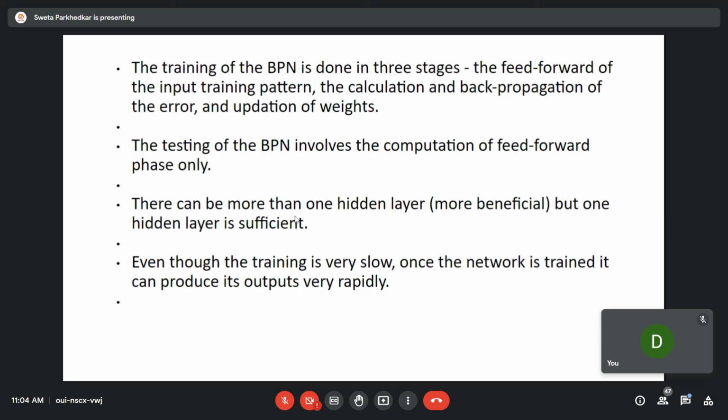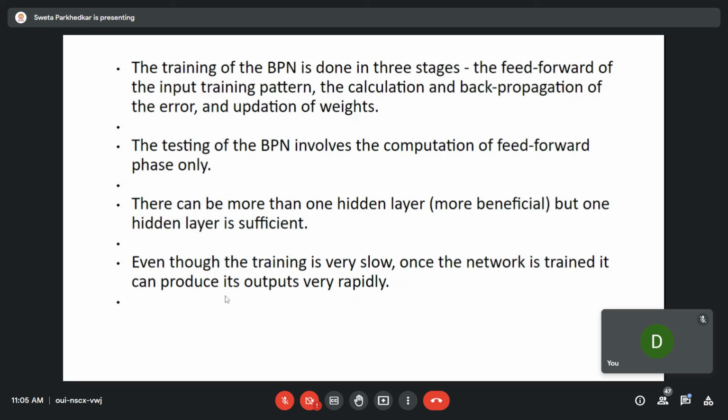So there can be more than one hidden layer. So if it is more than one hidden layer, it is beneficial. But in some cases, one hidden layer is also sufficient. So even though the training is very slow, once the network is trained, it can produce the output very rapidly.